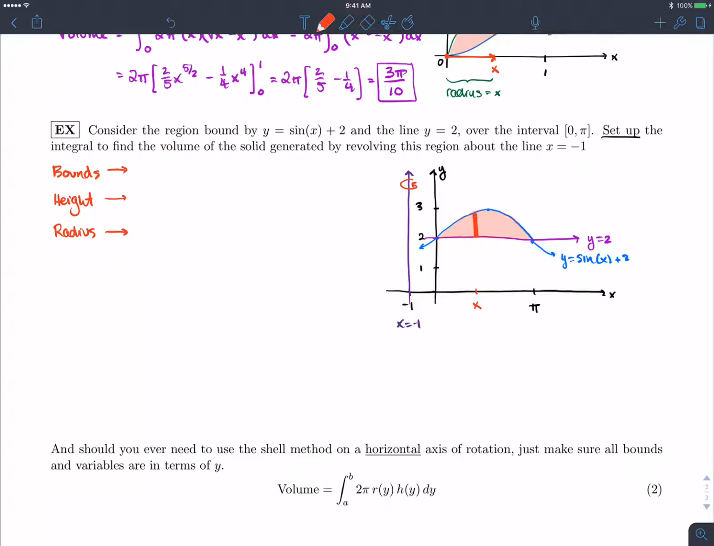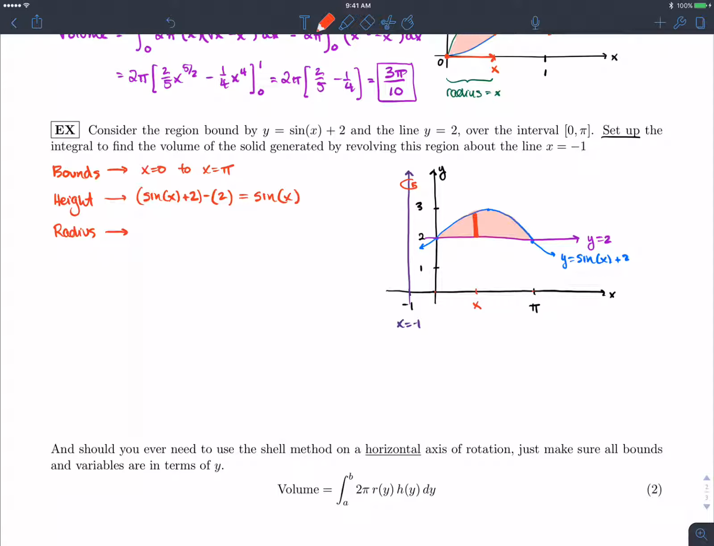All right, so what are the x values over which this region is bound? Well, it looks like the region is bound between 0 and pi. We don't care that it's going to go over to x equals -1 because the region doesn't extend there. The region is just bound between x equals 0 and x equals pi. And then the height of this cross section is going to be the top curve minus the bottom curve, which would be sine of x plus 2, our top curve, minus the curve that bounds the cross section below, which is just y equals 2. Luckily this works out to just end up being sine of x once those 2's cancel out.